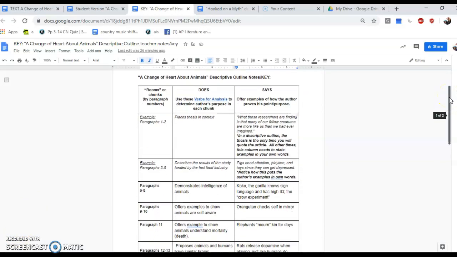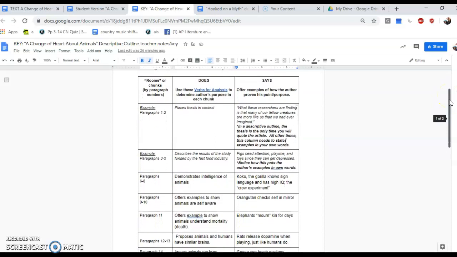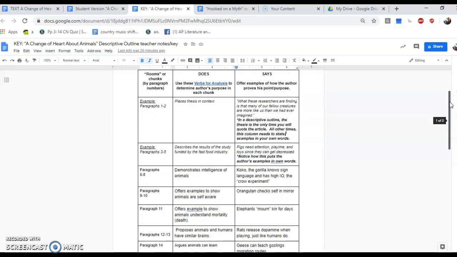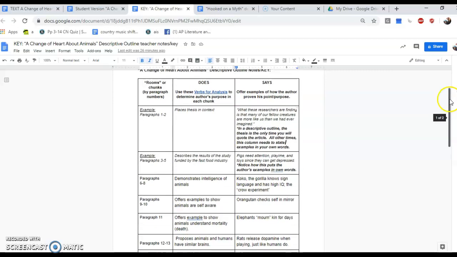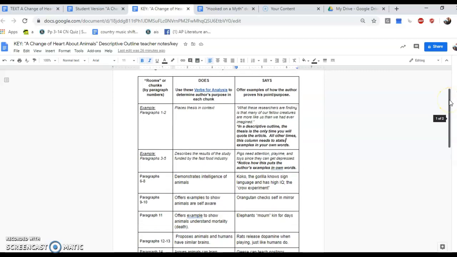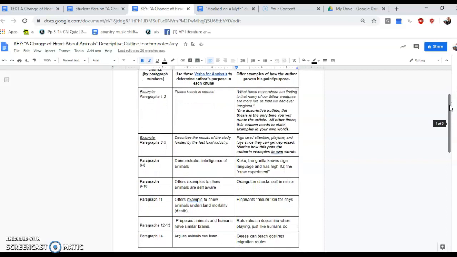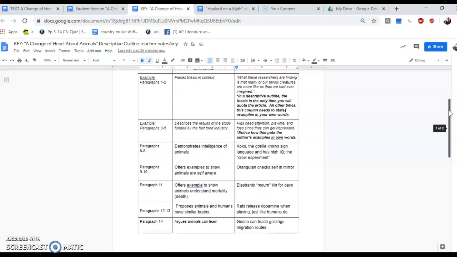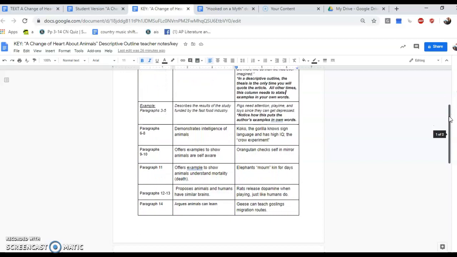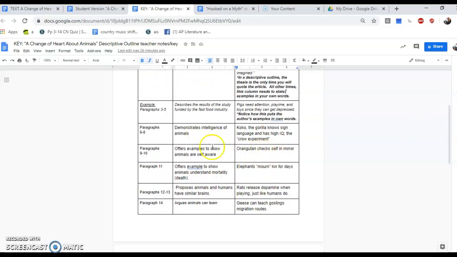It's okay if your chunks do not match mine, as long as you are able to explain how they function within the essay and what their purpose is. So I'm going to show you how I did this so that you will be able to take this information and transfer it to the Hooked on a Myth article that you just finished reading. Alright, so the first two were already done for you on the original document, so we don't need to go over those again. So let's just go here to paragraphs 6 through 8.